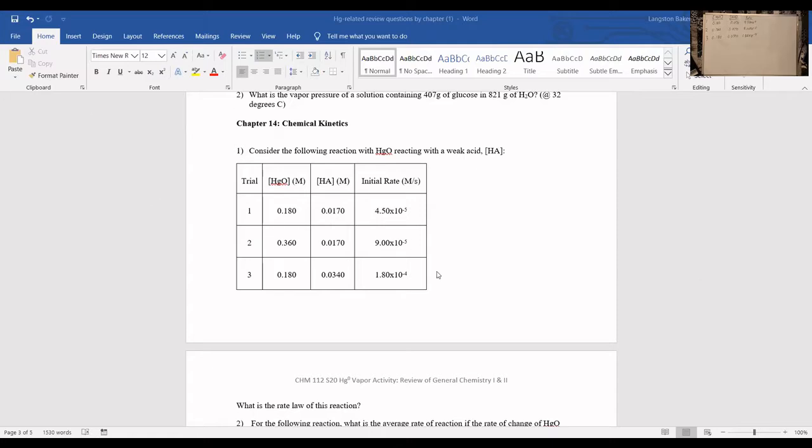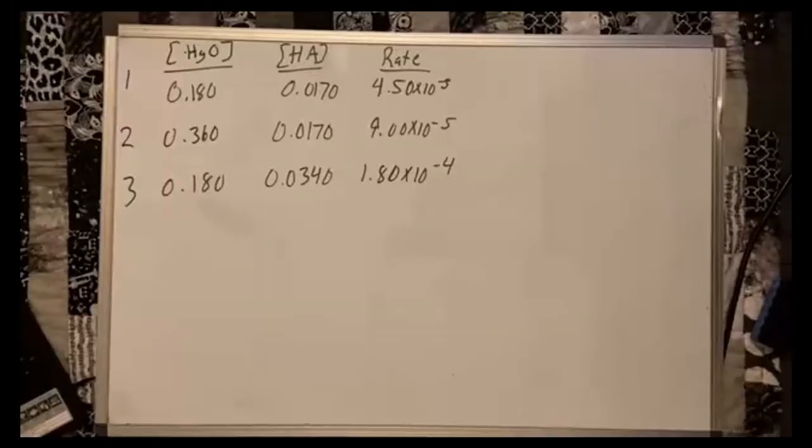Okay, so we're doing number 1 for chapter 14 on his little mercury-related questions thing. So that's what I'm looking at. So here it is. Here's the gist of it.